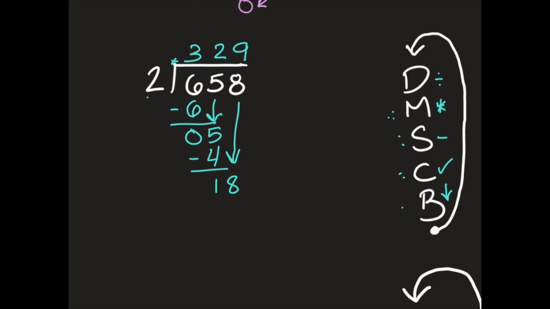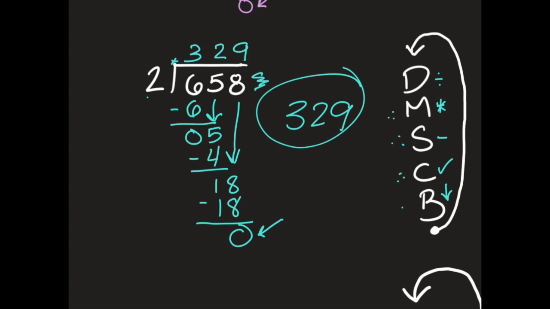Now I'm going to multiply. 9 times 2 is 18. I'm going to subtract. 18 minus 18, 0. I'm going to check. Is 0 smaller than 2? Yes. Do I have anything left to bring down? No. So I have nothing left over. And if I look up at the top, 658 divided by 2, my answer is 329. Okay.